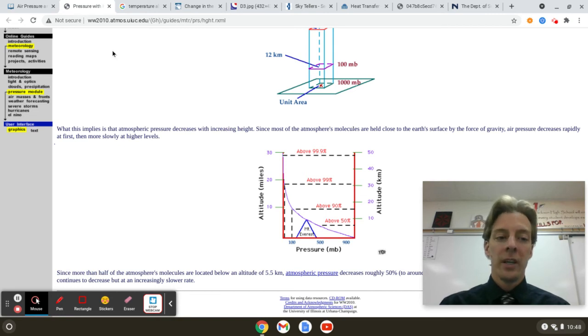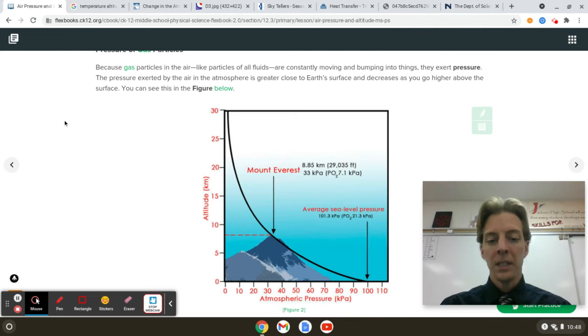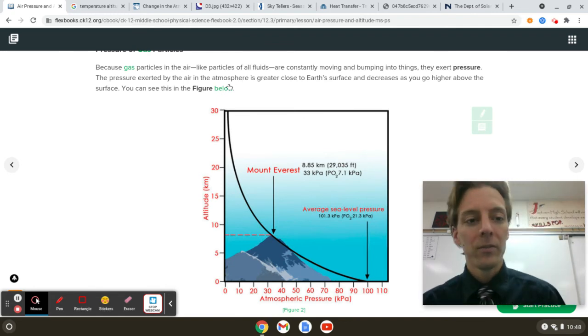There's no exact edge of space. The air just keeps getting thinner. But by this time, if you're above 99% of all the molecules, it's pretty thin out there. All right.